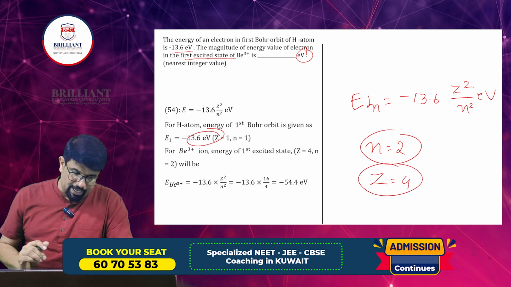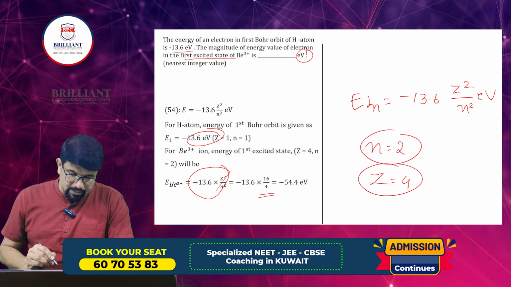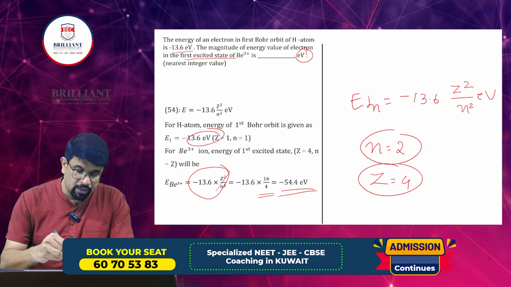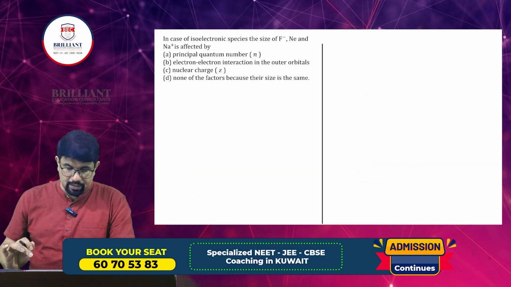If you substitute the value, what will be the answer? Yes, minus 13.6 Z square divided by n square, that is equal to 4 square divided by 2 square, it is equal to 16 divided by 4. So the answer is minus 54.4. So 54.4 is the correct answer.